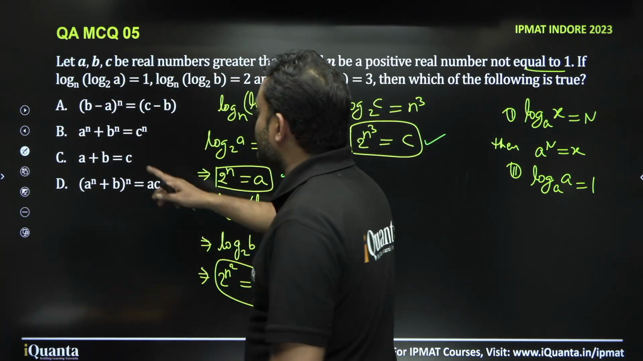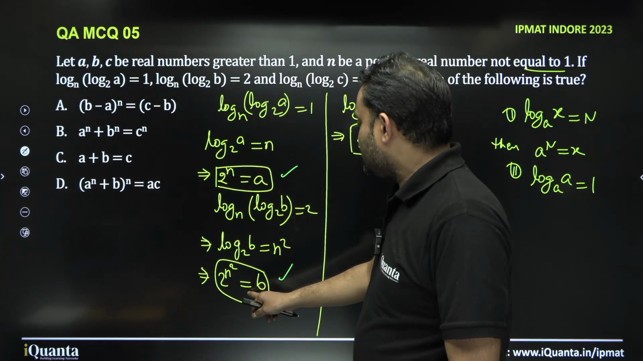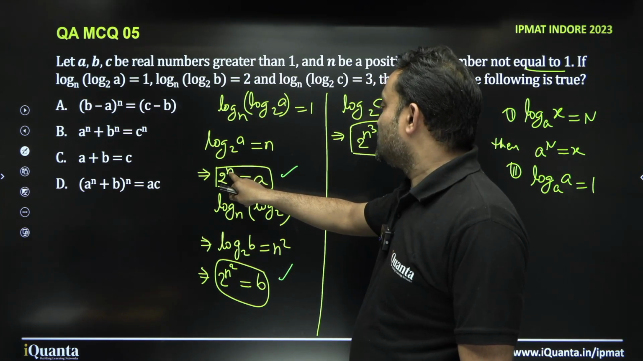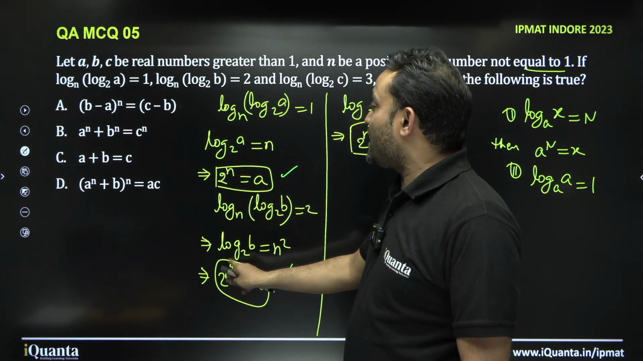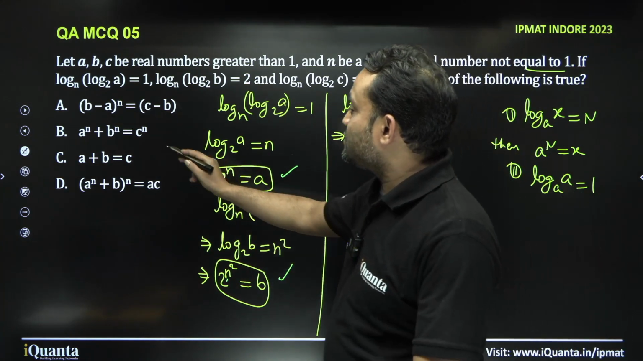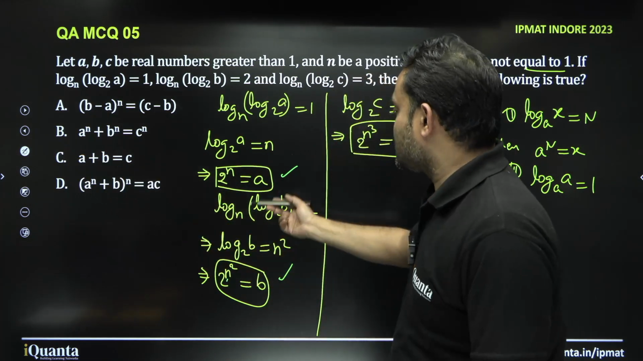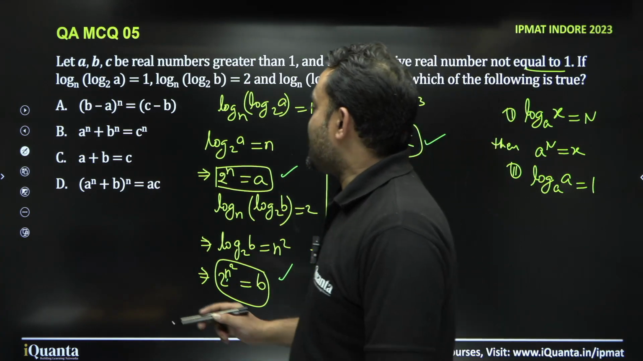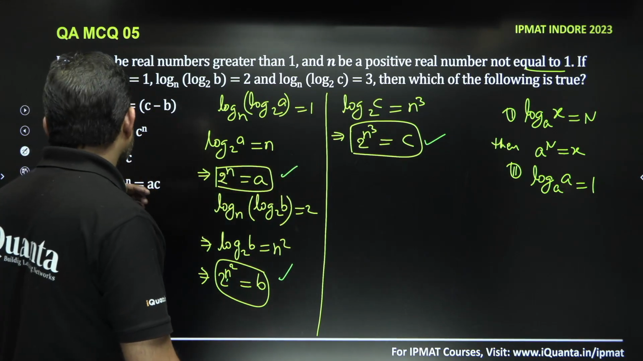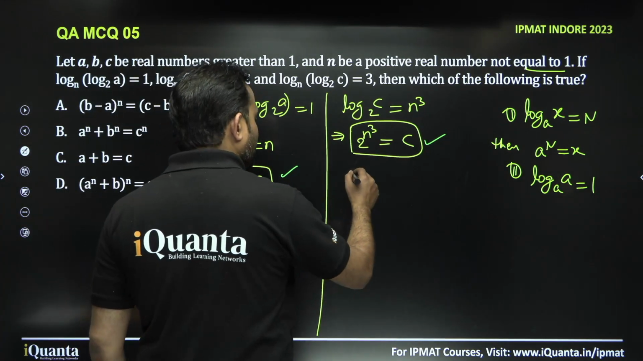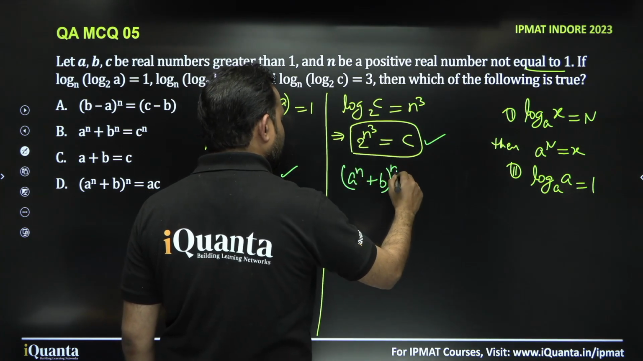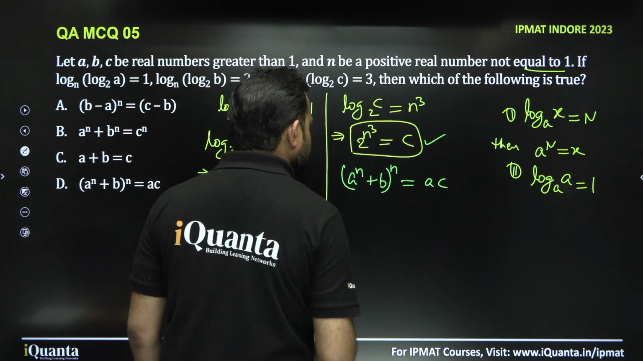Similarly, if you take a to the power n plus b to the power n, this 2 to the power n to the power n will become 2 to the power n square. This will become 2 to the power n cube. So, the sum of these two. Only b to the power n is equal to c, right? So the sum of these two is not getting this value. A plus b is equal to c. Clearly a plus b is not equal to c. But if we check the option D, a to the power n plus b to the power n is equal to ac. Let's check it.